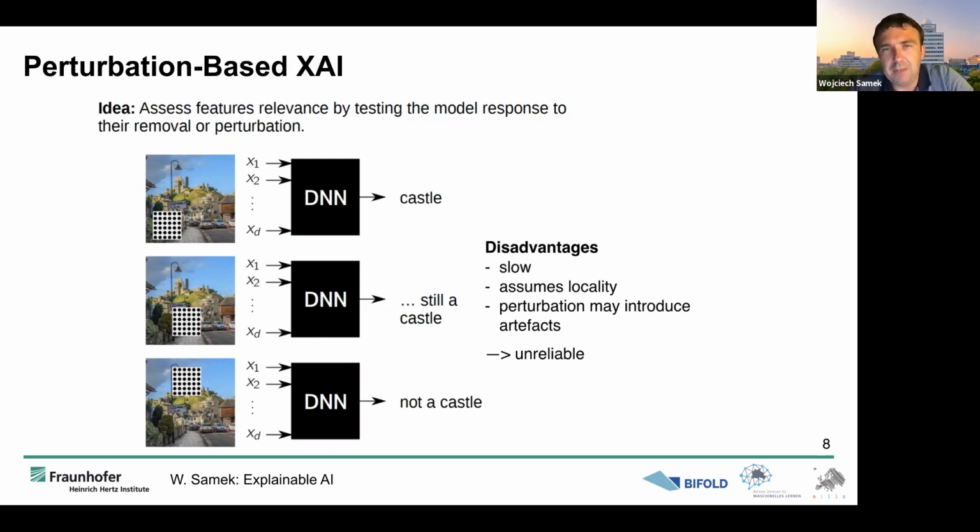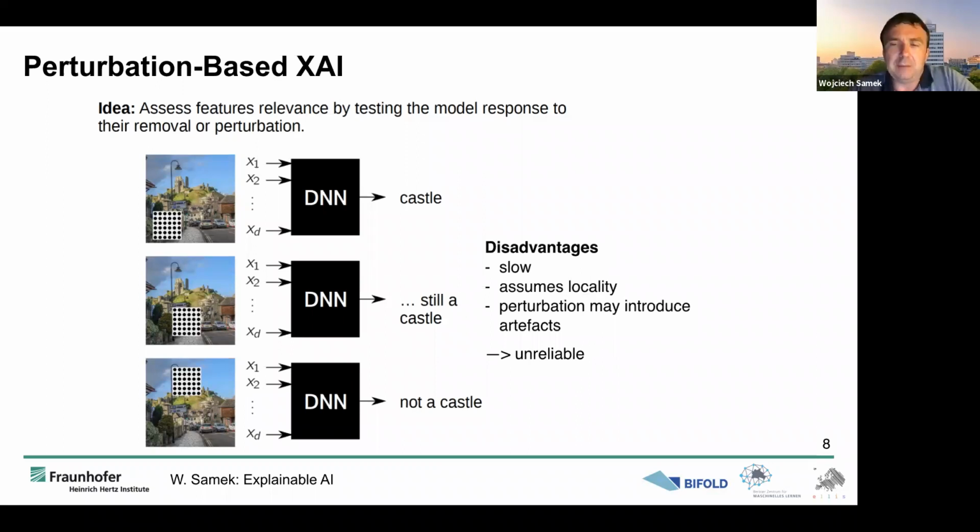class castle. However, as you see, this manual perturbation process is very slow. You need to occlude things all over the place with different sizes of a window, and you also assume some locality, because it may be that the evidence for one class is not localized in one place, but is maybe distributed all over the image or at several places. So then you would need to occlude using more than one window, which would be computationally infeasible.